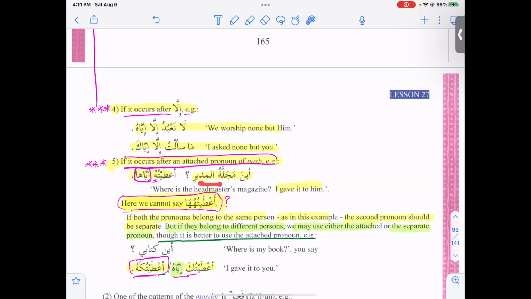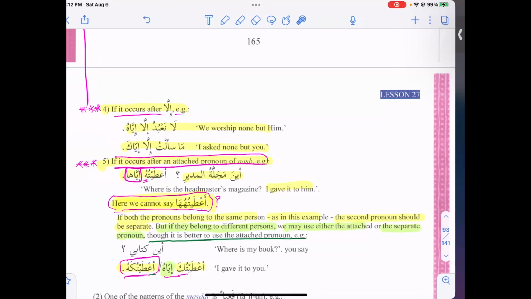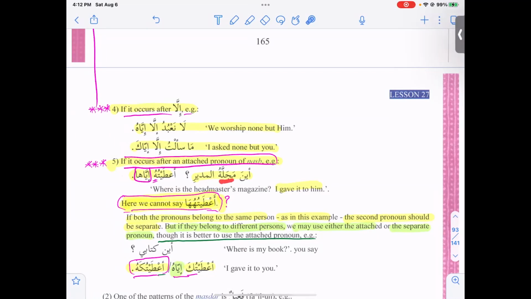Aina majallatul mudiri. Yes, now it makes it clear. Majallata is feminine. Aina majallatul mudiri, where is the magazine of the headmaster? So we say, ataituhu iyaha, I gave it to him, the magazine. Iyaha, feminine. We cannot say ataituhu ha. No, ataituhu iyaha. Where is the headmaster's magazine? I gave it to him. Ataituhu iyaha.